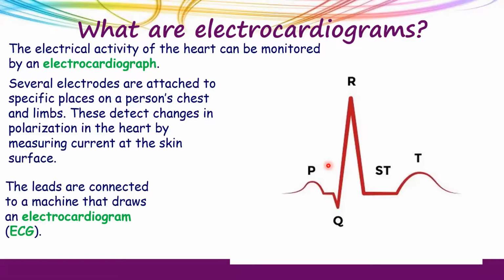Now, this is an electrocardiogram or ECG, which shows you what happens at the atrial contraction and what happens at the ventricular contraction, or rather depolarization and repolarization. Several electrodes are attached to a person's chest and the limbs. These detect changes in polarization in the heart by measuring current at the skin surface. The leads are connected to a machine, which then draws this electrocardiogram. This part here is known as an ECG trace.